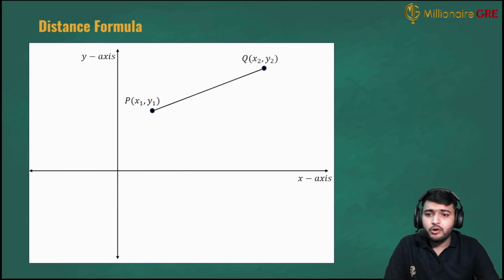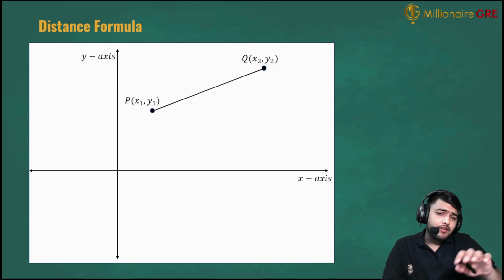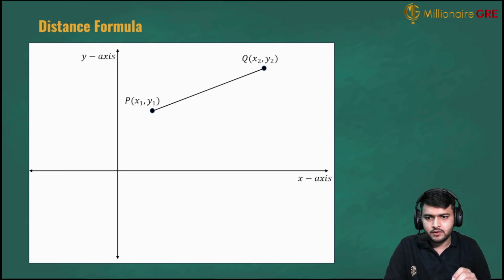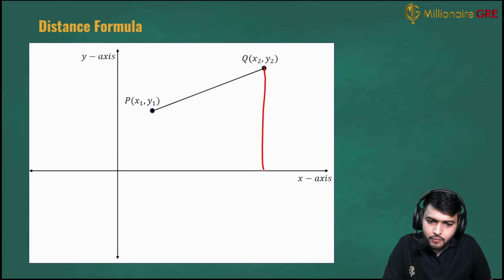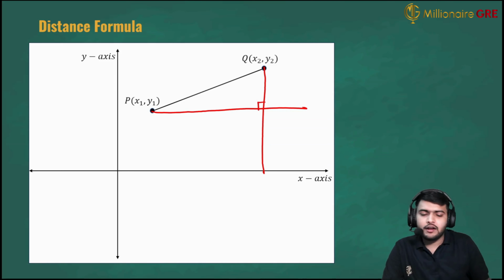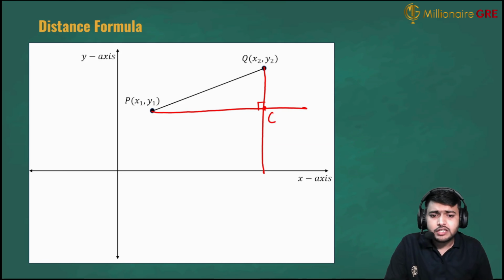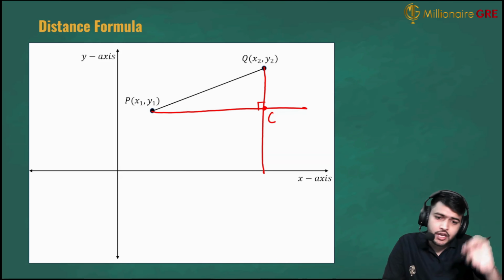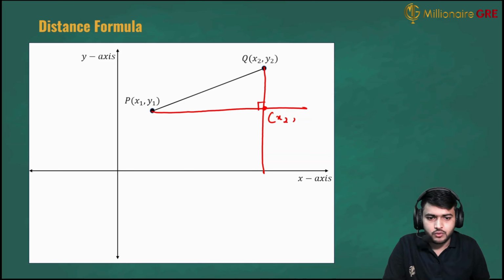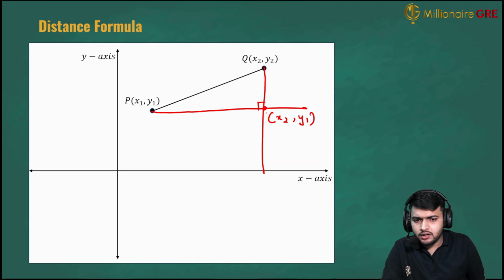Now we will discuss about distance formula. Let's say these are 2 points, P and Q, and we want to find the distance between the 2 points. What shall we do? First, I will draw a vertical line from Q and a horizontal line from P such that we get a right angled triangle. Now if we talk about this point has the same x coordinate as Q. So x coordinate is x2. And this point has the same y coordinate as P. So y coordinate is y1.